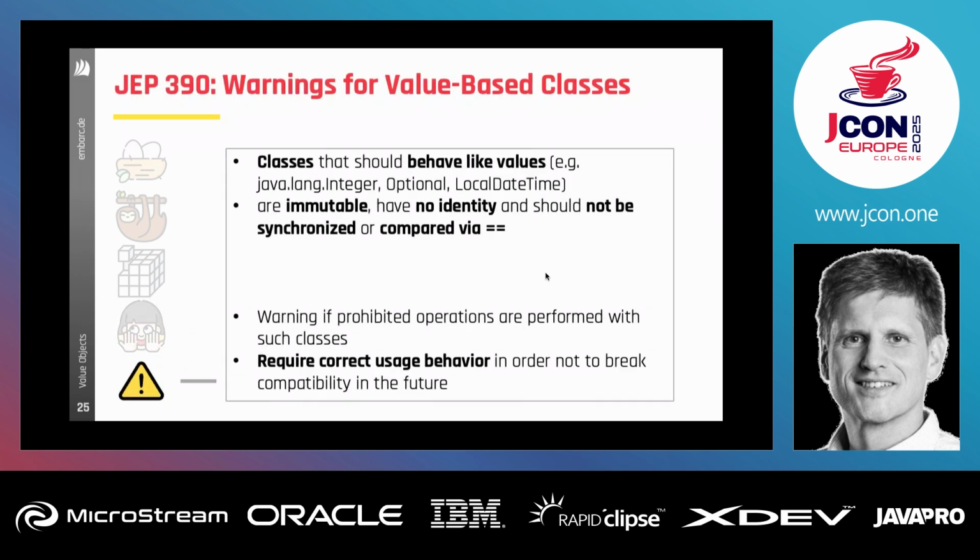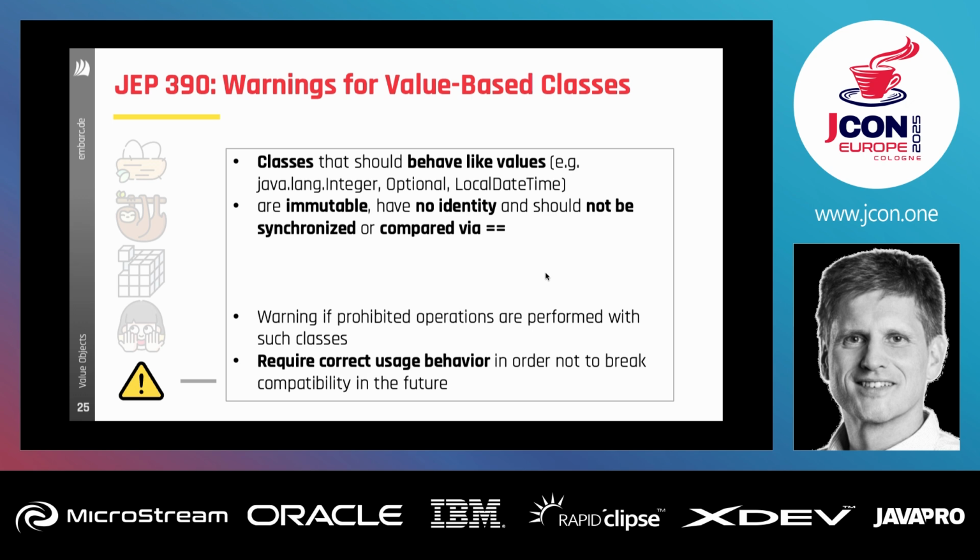And the last one is about warnings for value-based classes. It's JEP 390. Value-based classes, we already have a few of them in the JDK, the Java Development Kit. It's actually a design pattern, which means that they should be immutable, they have no identity, they should not be synchronized on, and they shouldn't be compared via double equals.